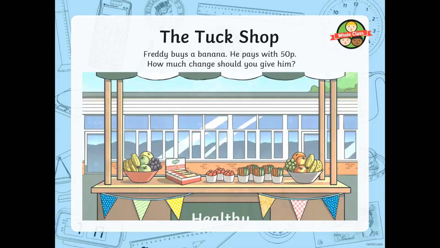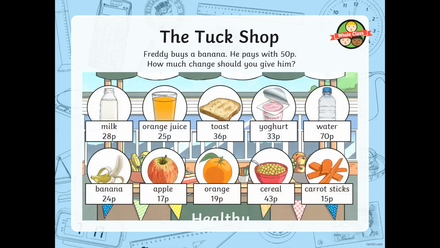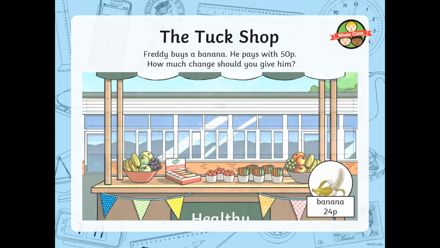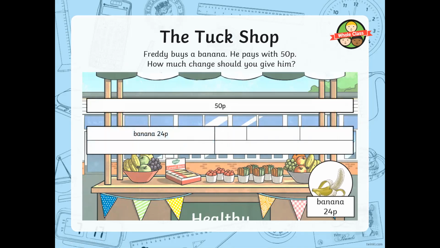So Freddie buys a banana and he pays with 50p. How much change should we give him? So the banana is 24p. So we've got to find the change, find the difference between 24p and 50p. And one way of doing that is with our bar model. So we're trying to find the difference between 24p and 50p, which is this bit here.